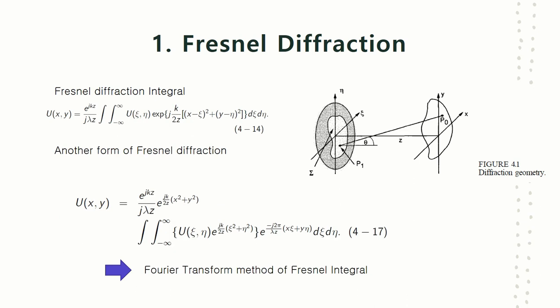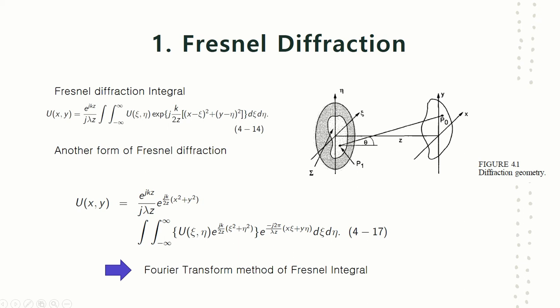The Fresnel diffraction integral can be expressed in a slightly different way in equation 14. Expanding (x minus ξ) squared and (y minus η) squared, the exponential of the x squared plus y squared term can come out of the integral, because the integration is over ξ and η. Finally, we get equation 17, which is another form of the Fresnel diffraction integral.